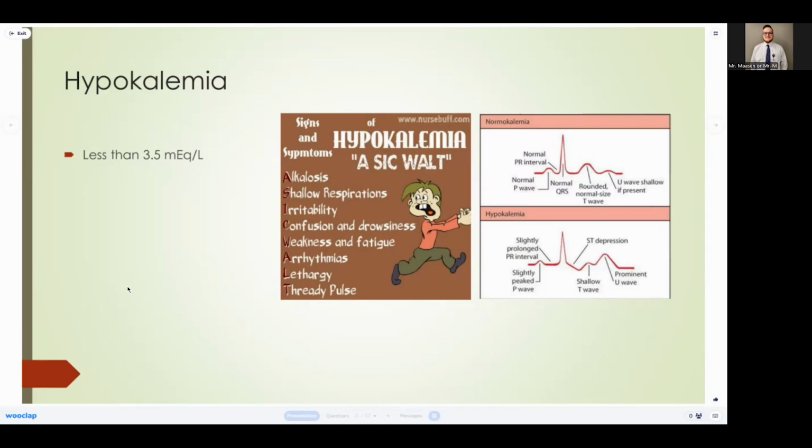And so it's showing you that in hypokalemia, you can have some ST depression in the QRS complex. In the ECG, you're going to see some really odd waveform, like a shallow T wave and ST depression, and a really prominent U wave on the tail end of your ECG complex. So again, the biggest take home from potassium is going to be the cardiac issues.